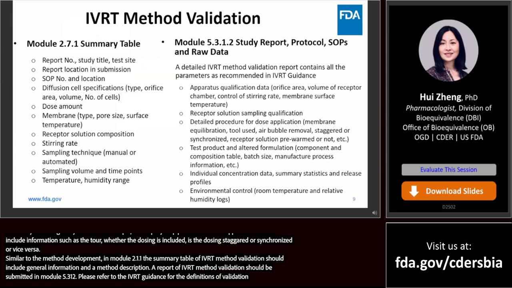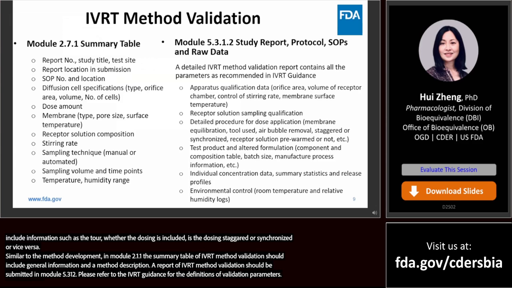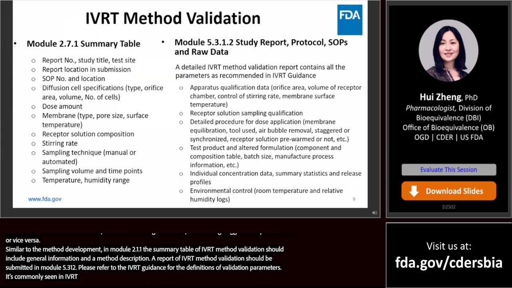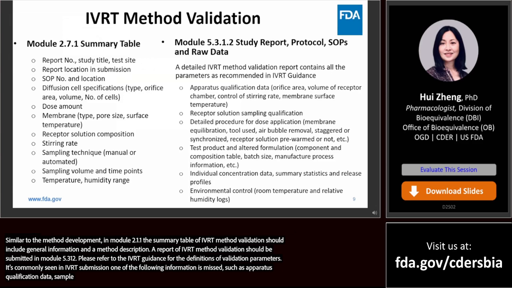It is commonly seen that an IVRT submission misses one of the following information, such as apparatus qualification data, receptor solution sampling qualification data, a detailed procedure for dose application, or a component and composition table of the altered formulation, or room temperature and relative humidity logs.